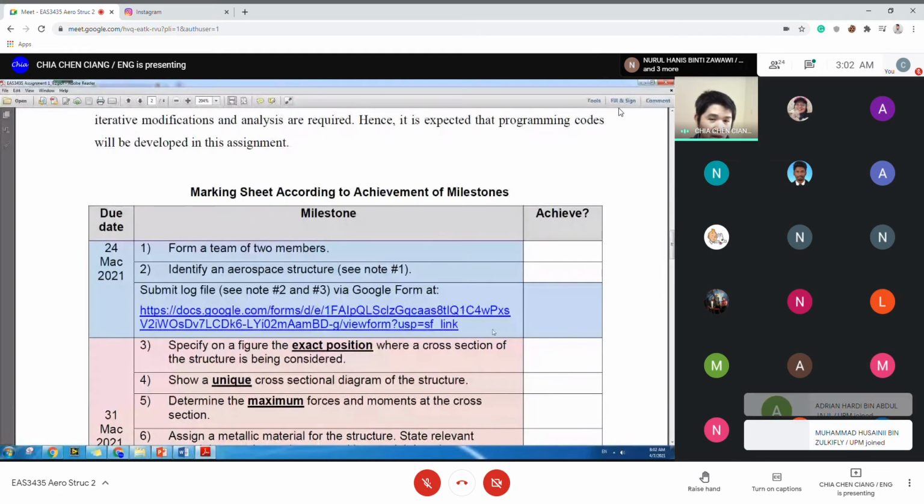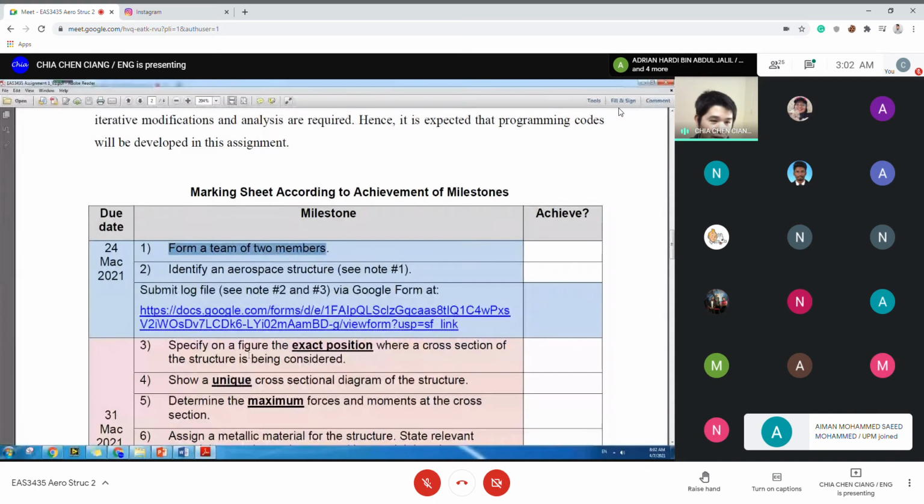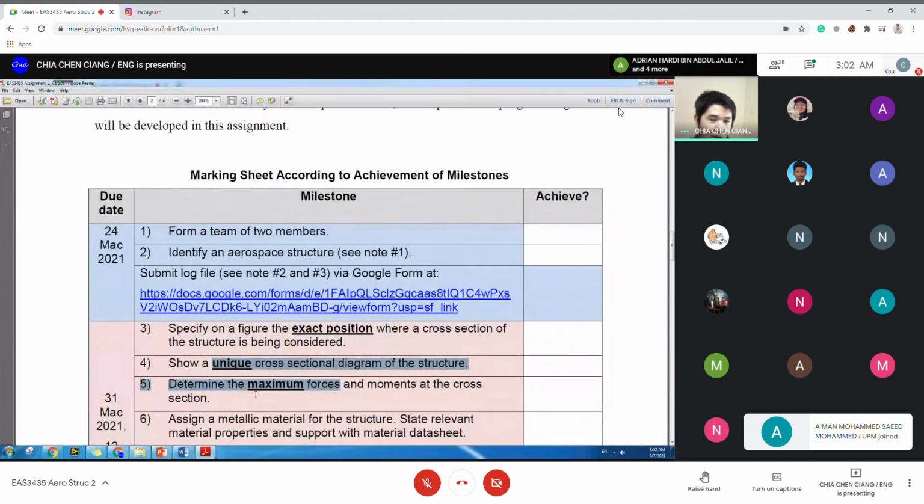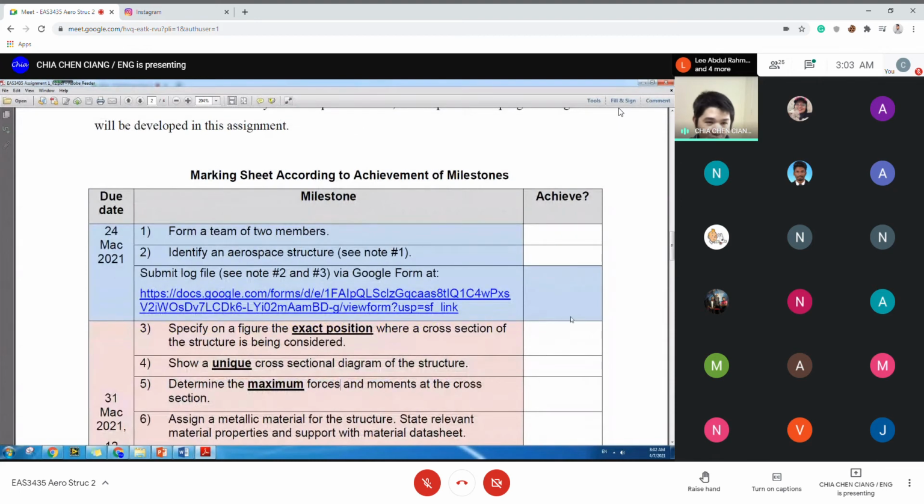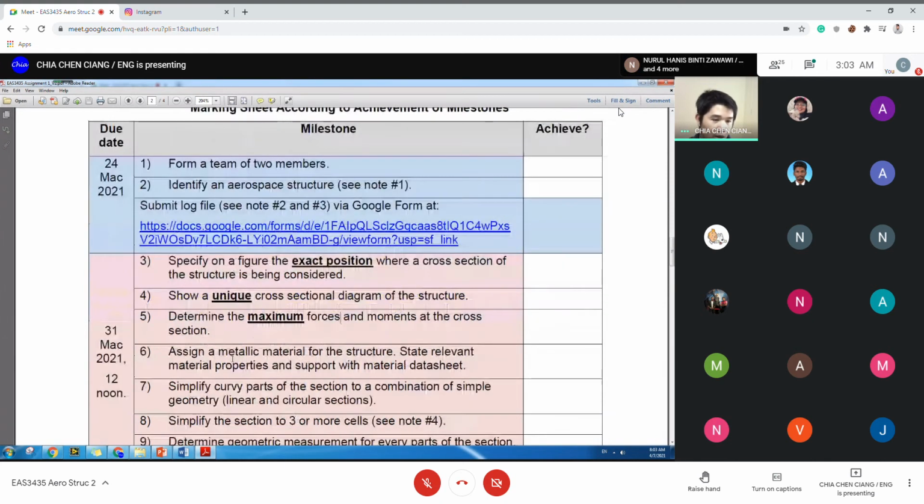So although someone submits late, they still can claim the marks for the items they achieved. Perhaps they will lose the marks only for submission on time. All right, so even after the due date, whenever you feel okay, you can submit previous items also. Okay.